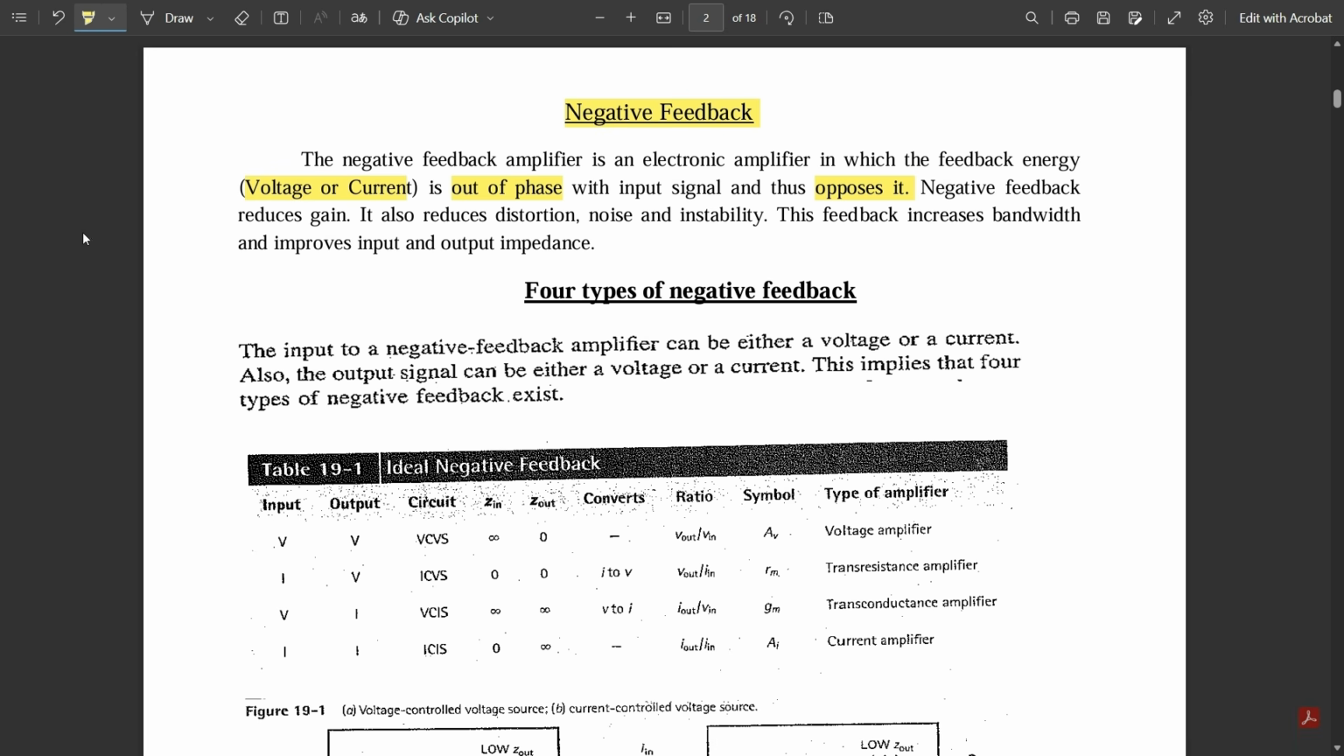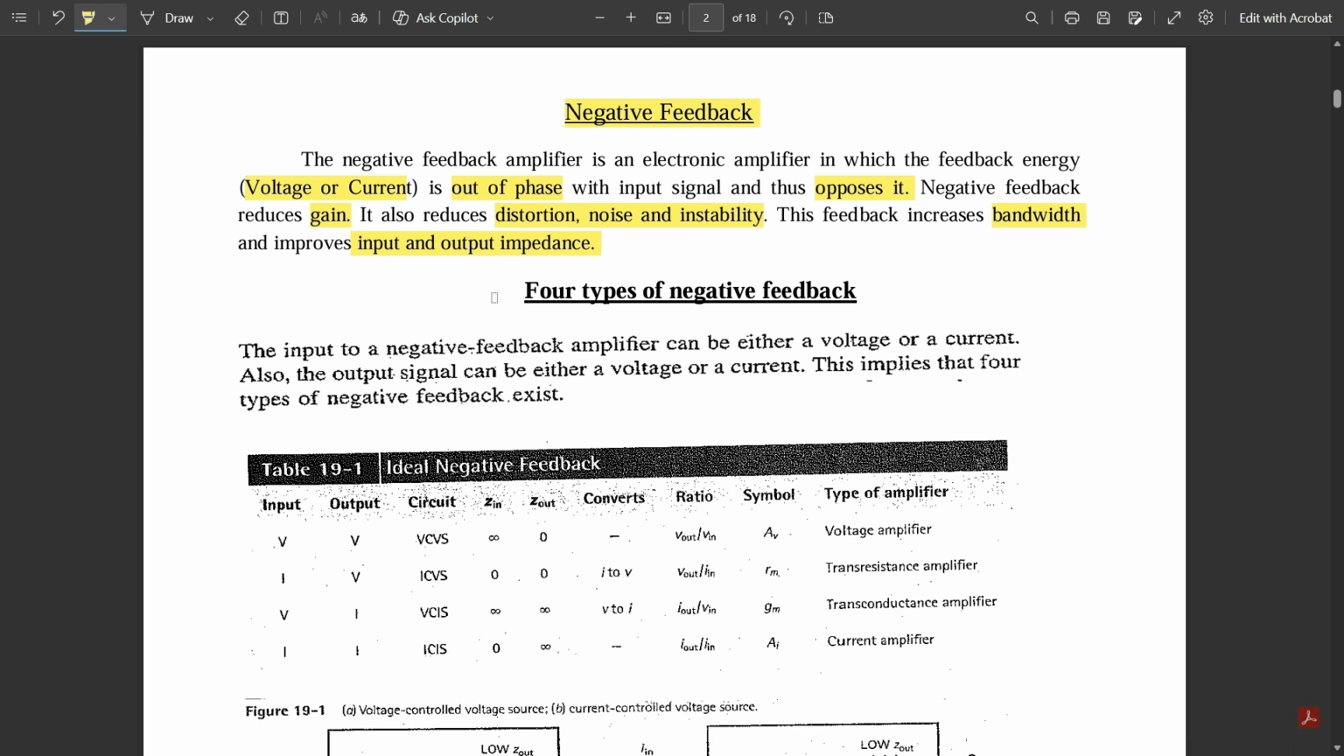So the negative feedback reduces the gain. Okay, it also reduces distortion, noise, and instability. This feedback increases the bandwidth and improves the input and output impedance. Okay, so these are the main parameters through which these kinds of circuits are analyzed. One is called bandwidth. Here we are having the improved bandwidth, which we could call an advantage. Okay, then we are having the improved input and output impedance. Okay, we are having a wide range of impedance which is getting generated also with the bandwidth. Okay, so this is the basic definition and some of the advantages of the negative feedback amplifier.